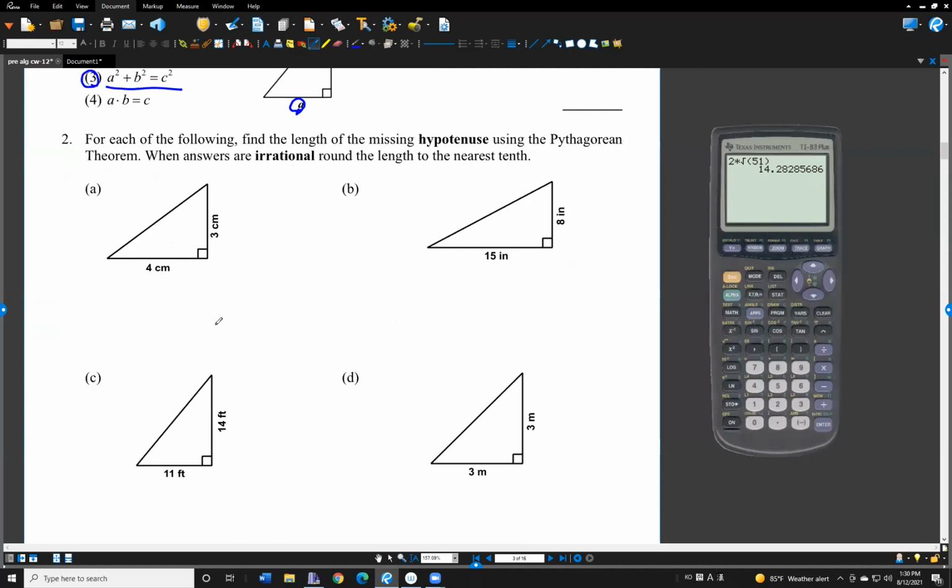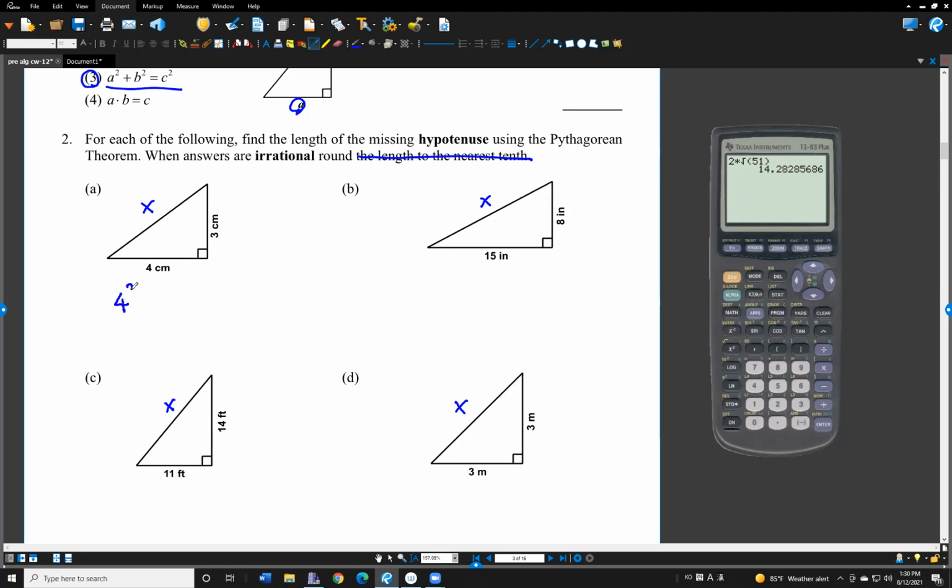All right, number 2. For which of the following can you find the length of the missing hypotenuse using the Pythagorean theorem? When answers are irrational, round to the nearest tenth, and write down the correct answer. All right, now let's find this hypotenuse. I'm going to write this as hypotenuse x. Try number 8. Set up the equation, the Pythagorean theorem, right?